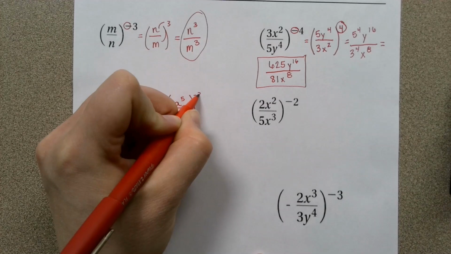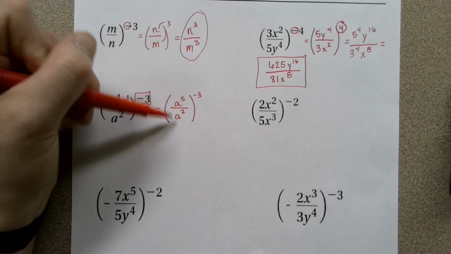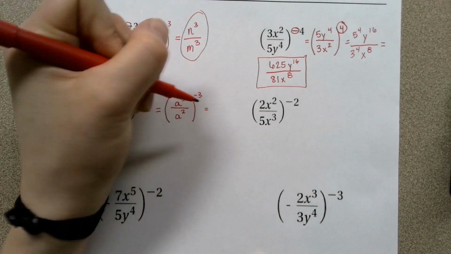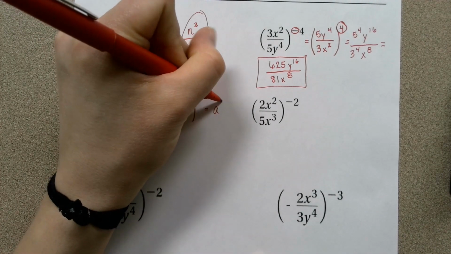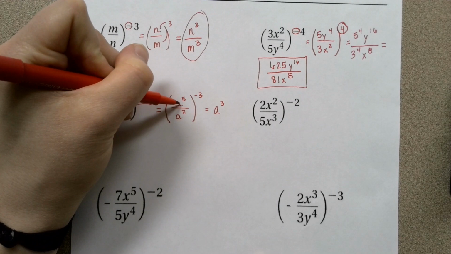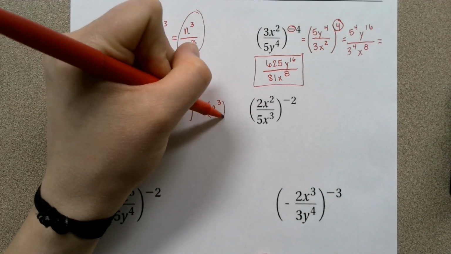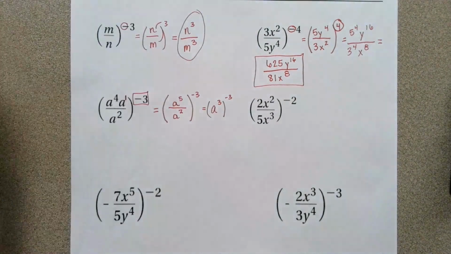Our exponent is still a -3. We can still combine these because we're dividing like bases, so we're going to subtract their exponents, giving us a to the 3rd. We have 3 more on top than on bottom. Again, still in parentheses, to the -3rd power.